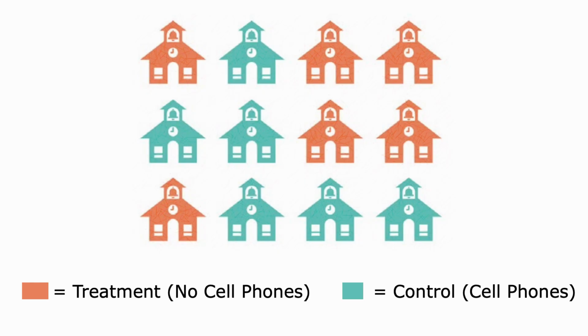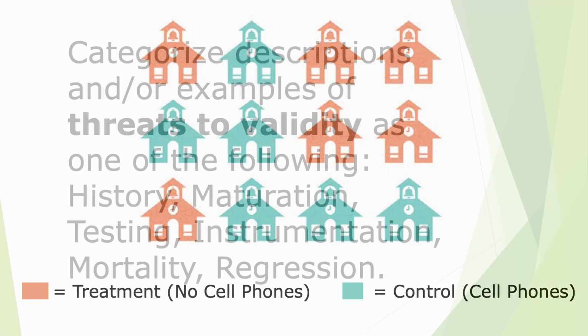Also, on a side note, the variable cell phone use in this design would be considered the independent variable because it's the variable that the researchers are manipulating or changing. And the student achievement would be the dependent variable because any changes to this variable are presumably dependent on the independent variable. That is, if the hypothesis is correct.